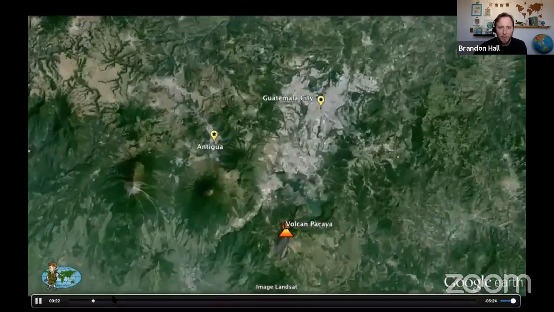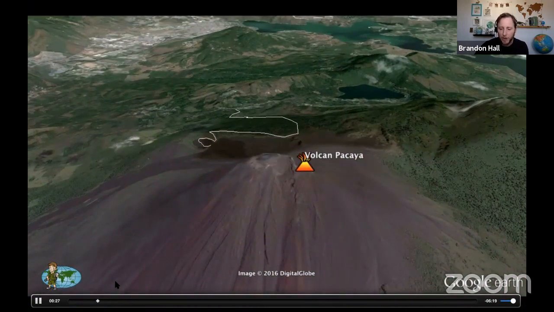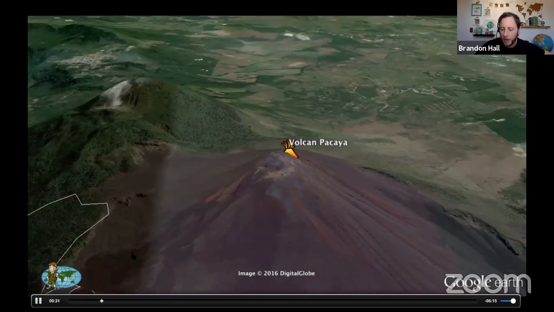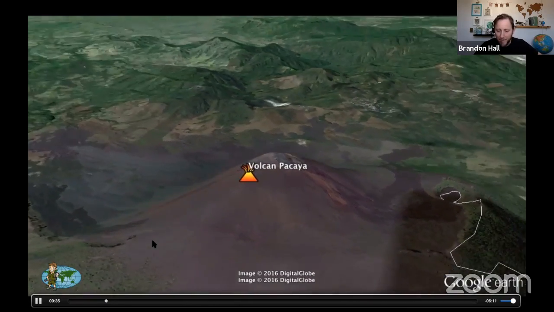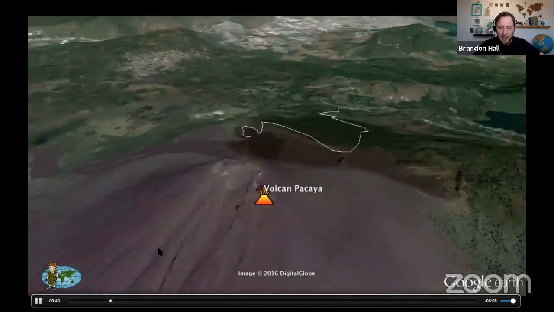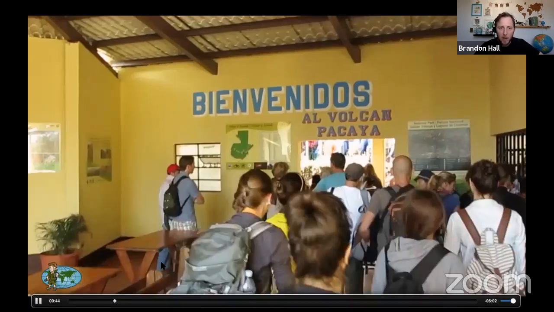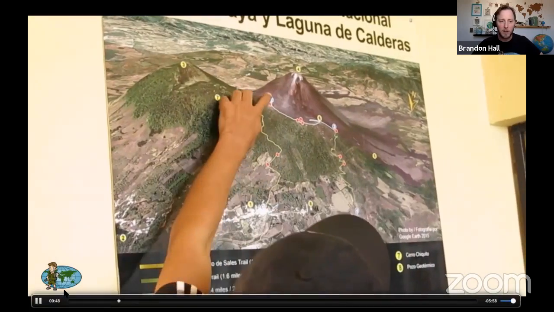And Volcan Pacaya is 2,500 meters tall. So that's about 8,373 feet. Pacaya first erupted about 23,000 years ago, and it last erupted in 2014, the last sizable eruption. All right, so now we're at the visitor center, and we're going to hike up Volcan Pacaya.